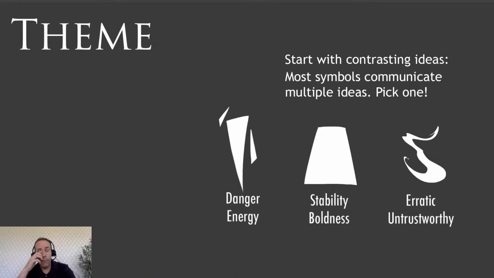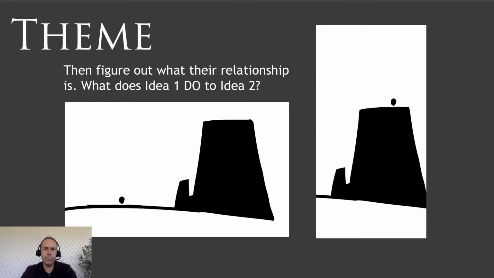So once you have those contrasting ideas, it's important to recognize that any symbol can actually communicate multiple ideas. And it's totally fine to just pick the one that's your favorite that you think it should describe, and then you're going to use reinforcing symbols in order to maximize the power of that. So once you've got those two ideas and you kind of know what symbols they're going to represent, what you're going to do is figure out the relationship between those two ideas.